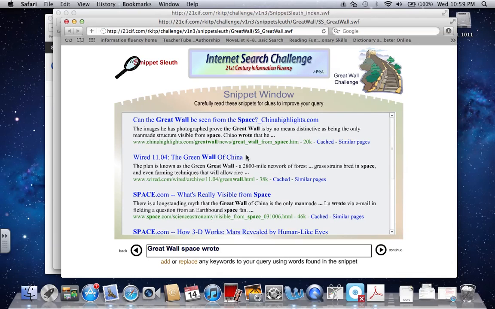Okay, I know I don't want to look at this one because this is talking about the Green Wall of China, a 2,800-mile network of forests. That's not even what I'm talking about. Space.com, what's really visible from space? Let's read this. This sounds interesting.